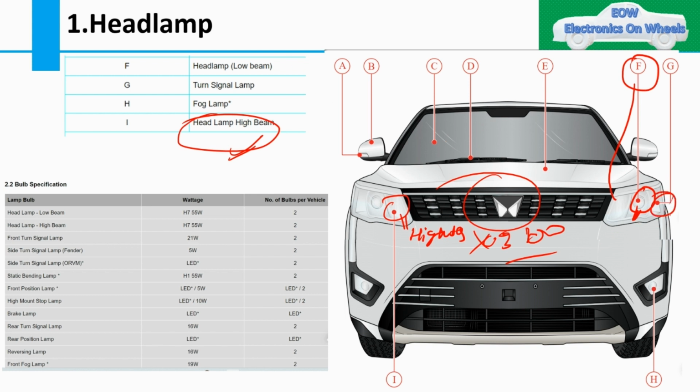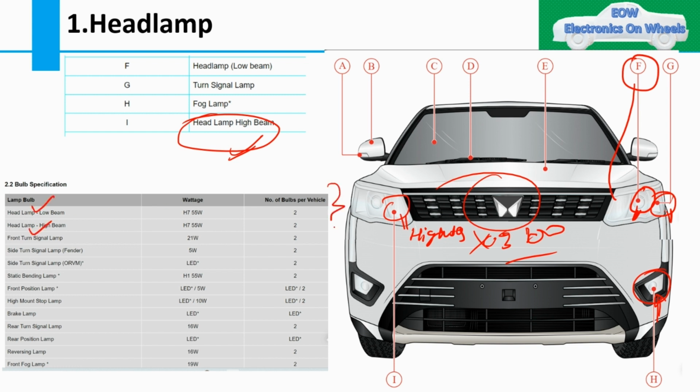So today we will not discuss the turn signal, fog lamp. So here it is your fog lamp. There are multiple lighting systems in the car. So today we will not focus on all the lighting systems. We will just focus only on headlamp, low beam and high beam.